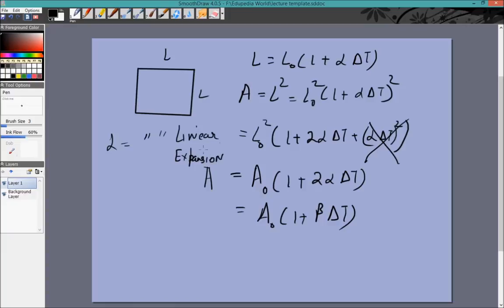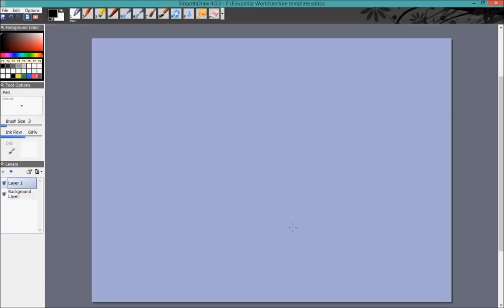Similarly, beta, which is equal to 2 alpha, is the coefficient of surface expansion. And it is 2 times alpha. So if alpha is 0.001, beta will be 0.002. Right. Let's look at 3 dimensions now. I'm not going to draw the figure. It's just a cube of side L.